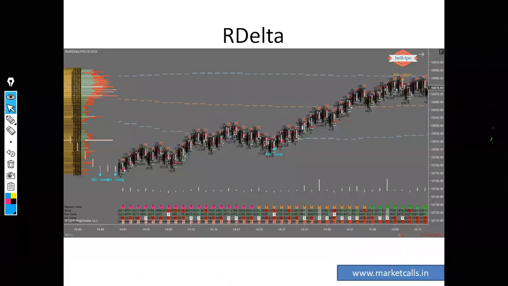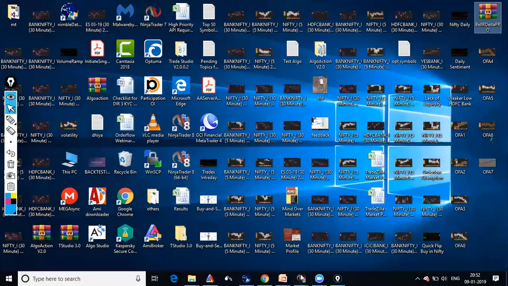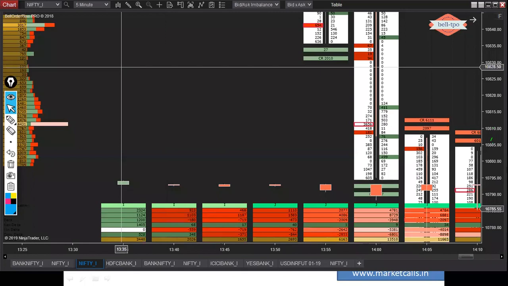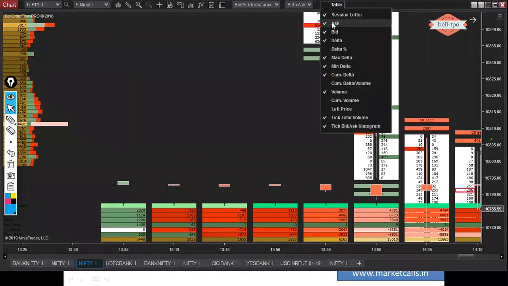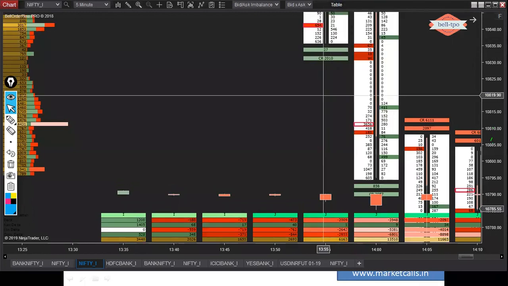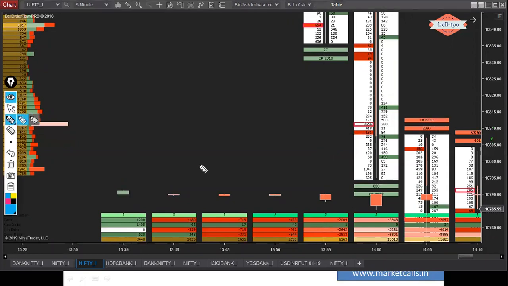This is a strategy built on top of the delta. The delta itself has 3 categories. If you look into my table, I don't use bid and ask, because we prefer to give more information to delta. So this is the total delta. It talks about the total number of buyers and sellers.